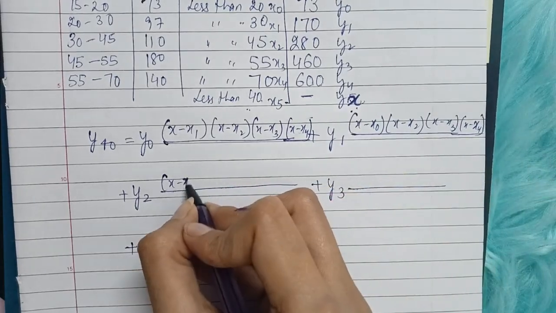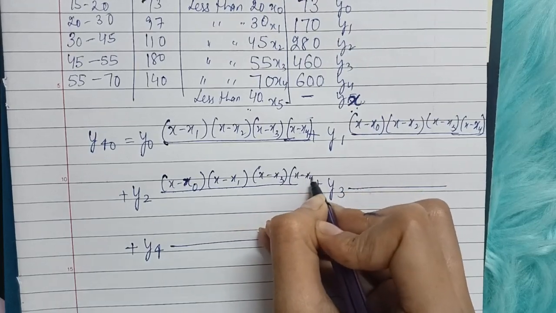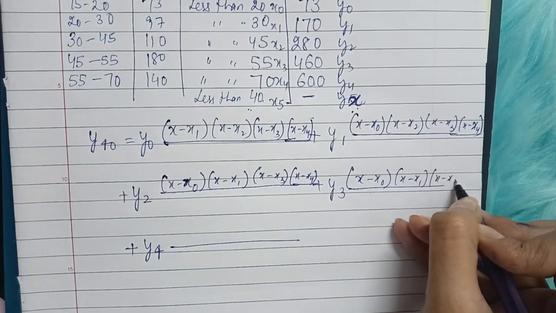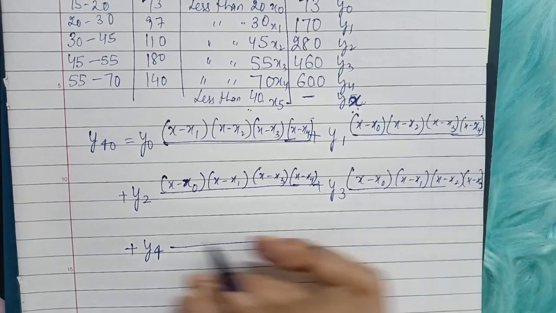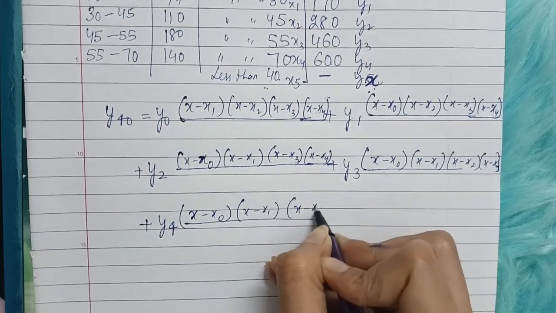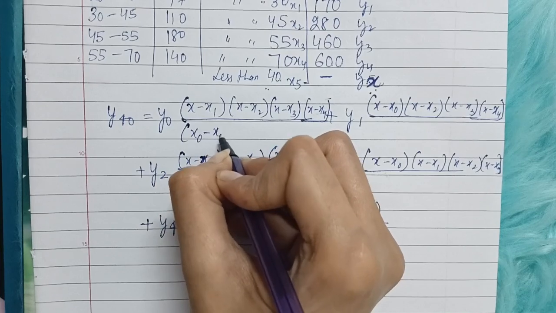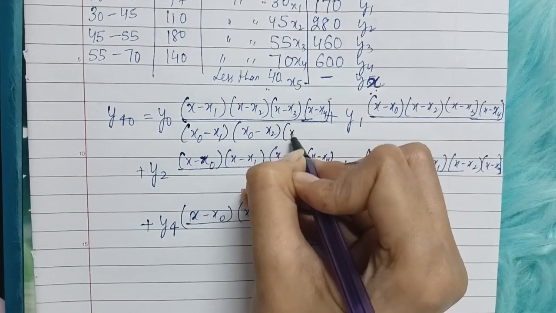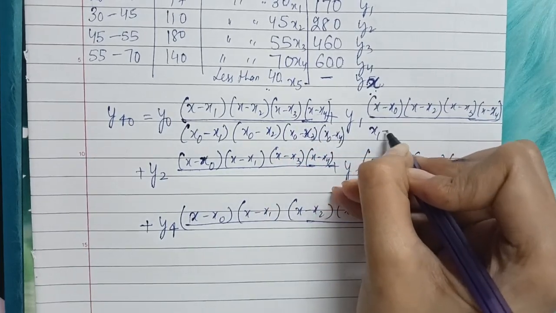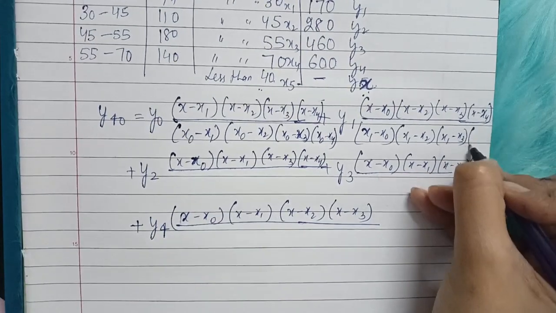Okay, the next one, x minus x0, x minus x1, x minus x3, x minus x4, x minus x0, x minus x1, x minus x2 and x minus x4. Okay, so the last one, x minus x0, x minus x1, x minus x2, x minus x3, and the lower part, x0 minus x1, x0 minus x2, x0 minus x3 and x0 minus x4. Similarly here, x1 minus x0, x1 minus x2, x1 minus x3 and x1 minus x4.